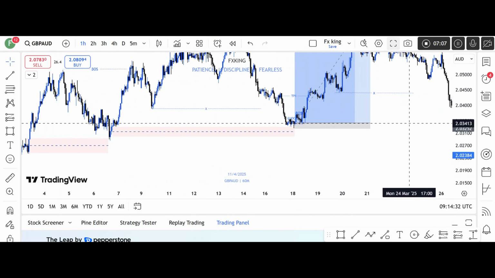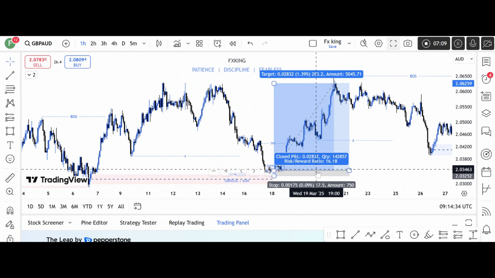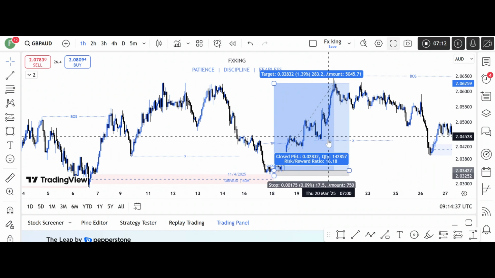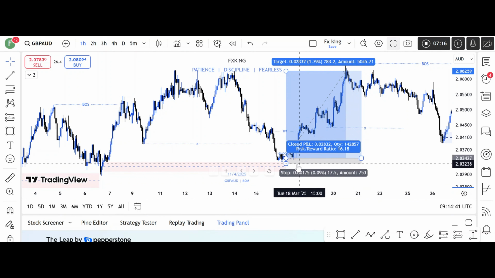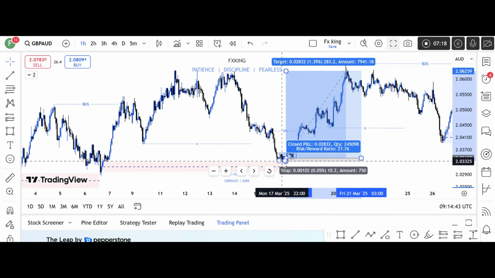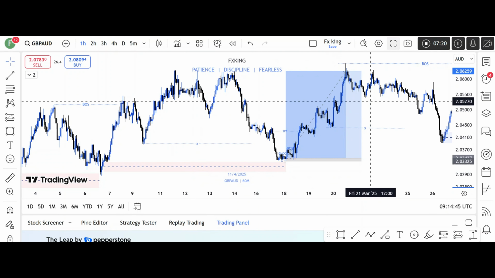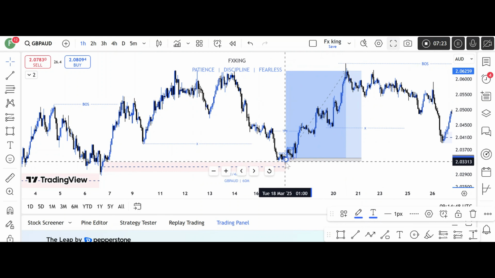So this is the first scenario and you can see this stop loss is very small. This was a 1 to 16 risk to reward. It took time to play out and we could have even extended it to 1 to 27 risk to reward here. But we play safe and we reduce it. We kept it to 1 to 16.